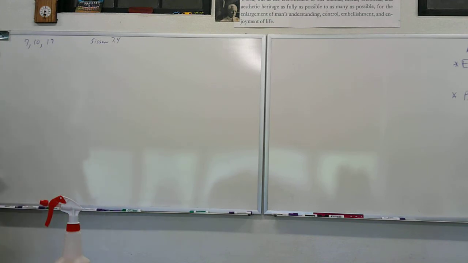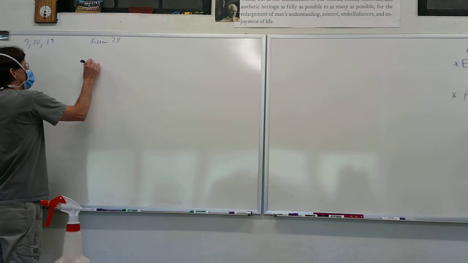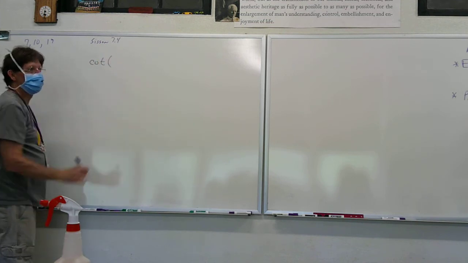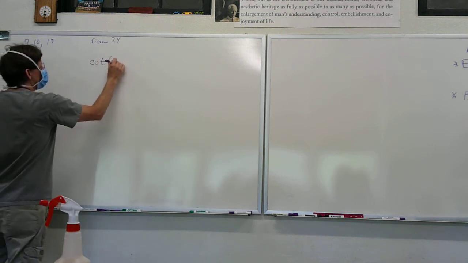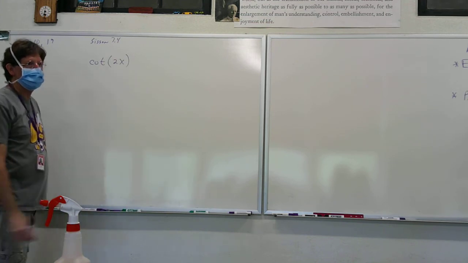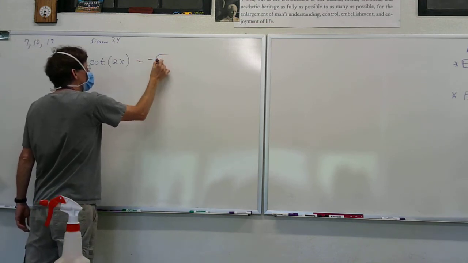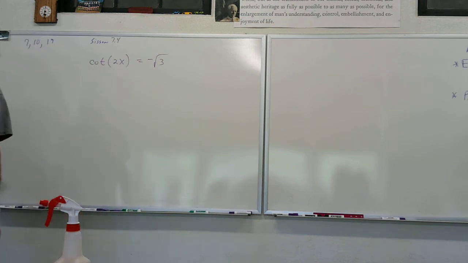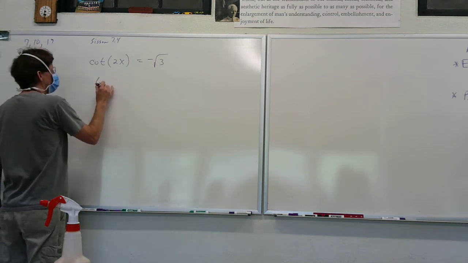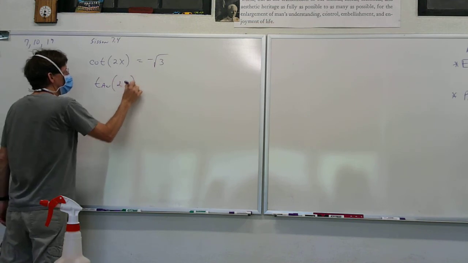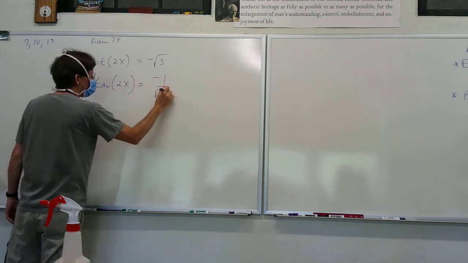Number 19. Cotangent 2x. And if y'all don't mind, I'm going to skip a step and we'll go ahead and make that equal negative square root of 3. Except, do I know a lot about cotangent? I just know it says reciprocal of what? Tangent. So I'm going to do tangent 2x equals negative 1 over square root of 3.